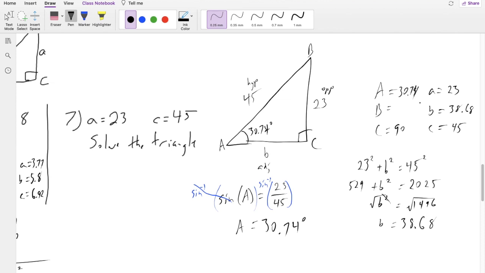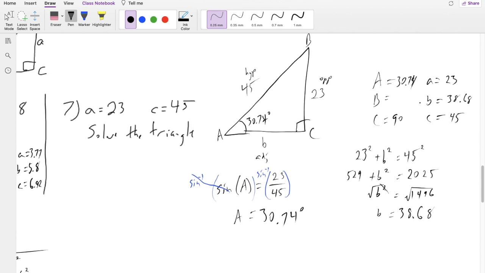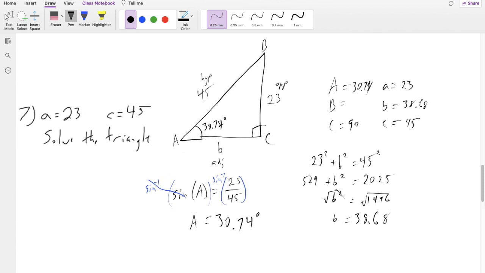I just need to find angle B now, and for angle B, we're going to use the fact that the interior angles add up to 180. So angle A being 30.74 plus angle B plus angle C being 90 should add up to 180. We can subtract all this stuff over, and angle B gives me 59.26 degrees.